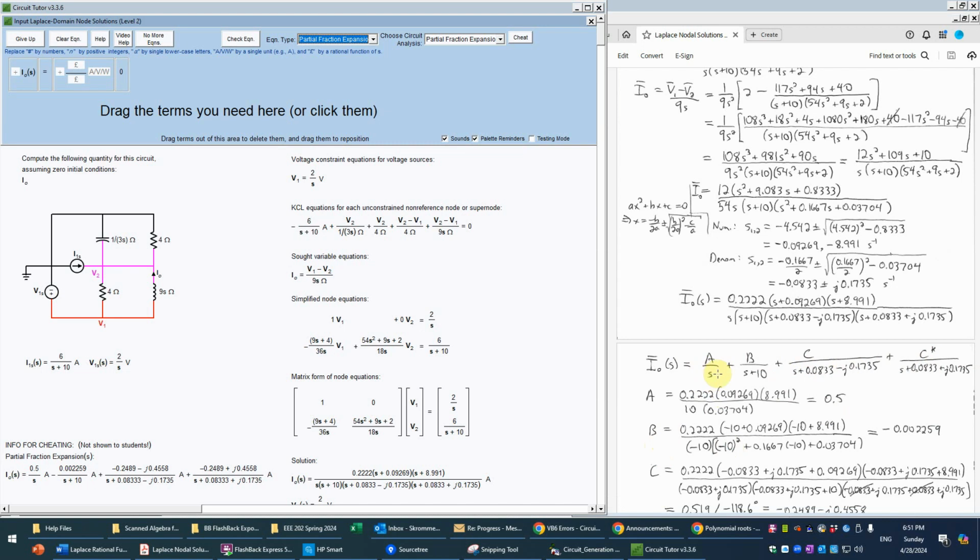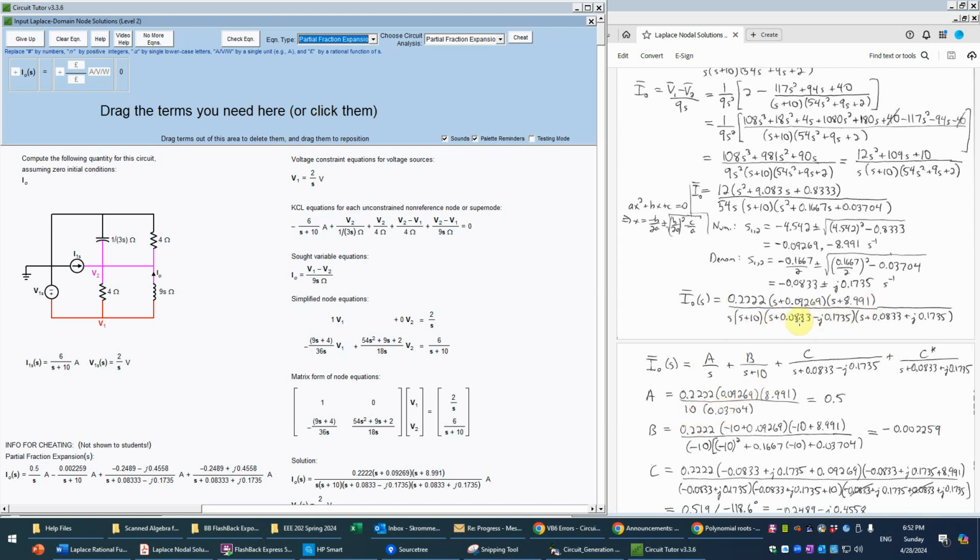We'll multiply everything by S, which puts an S in the numerator of all three of these. Then we set S equal to 0, which wipes out these three terms and leaves us with nothing but A on this side. And on the other side here, it cancels out the S, and now we just set S equal to 0 in each of these terms. So we have the constant, the 0.2222, and then here the S goes away. So in each of these terms, the S simply goes away, and we just have the constants that were left. So we have the 10 here, and then this complex number.